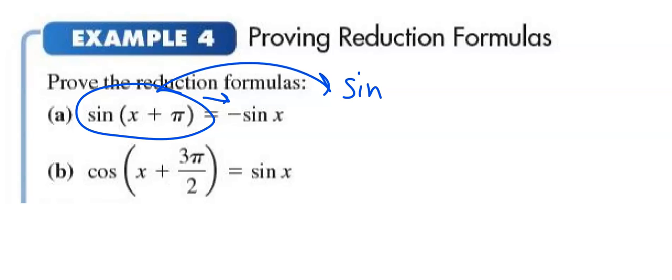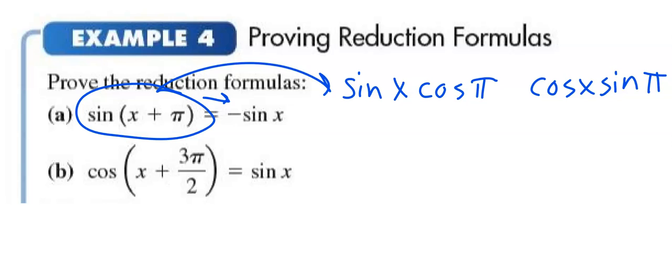So if we're using the sine formula for this, that would be sine x cosine pi plus cosine x sine pi. Is it supposed to be a plus or a minus in between? Sine keeps the same sign. As long as you remember sine keeps the same sign, the other one has to be the opposite.